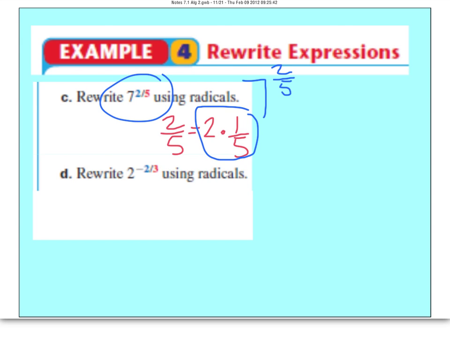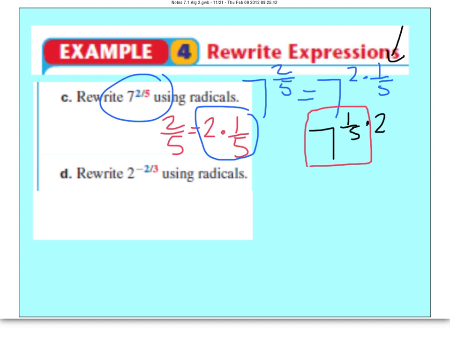So what I'm going to do is rewrite 7 to the 2/5 as 7 to the 2 times 1/5. Now I do want to write this as a radical, and this little guy right here, the 1/5, is going to give me that radical symbol. So I'm just going to switch it around and say 7 to the 1/5 times 2. You can do that with multiplication. Remember, 1/5 times 2 is the same as 2 times 1/5. Then what I can do, I know 7 to the 1/5 power would just be written as the radical symbol with 7 in it.